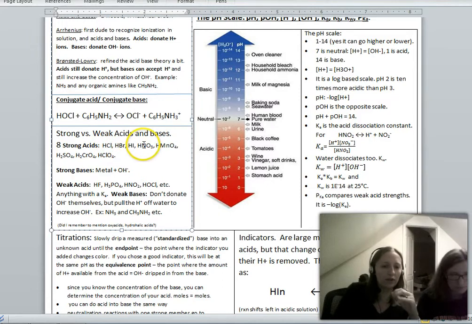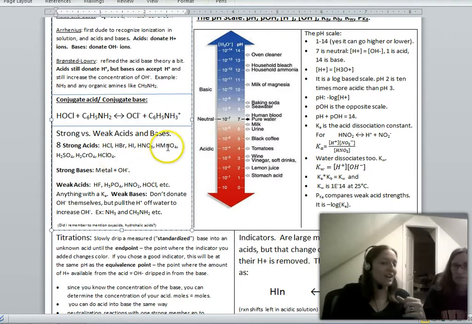And then you've got several oxyacids. Nitric, which is HNO3, which is from the nitrate ion. Permanganic acid, HMnO4, which is from the permanganate ion. Sulfuric, H2SO4, which is from the sulfate ion. Chromic, which is H2CrO4, which is from the chromate ion. And HClO4 is perchloric acid, which is from the perchlorate ion. Notice they're all from the 8s: nitrate, permanganate, sulfate, chromate, perchlorate.